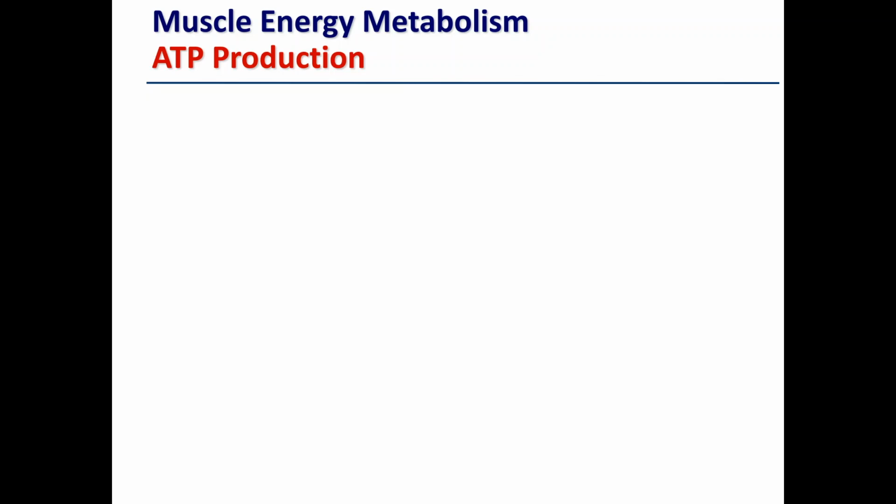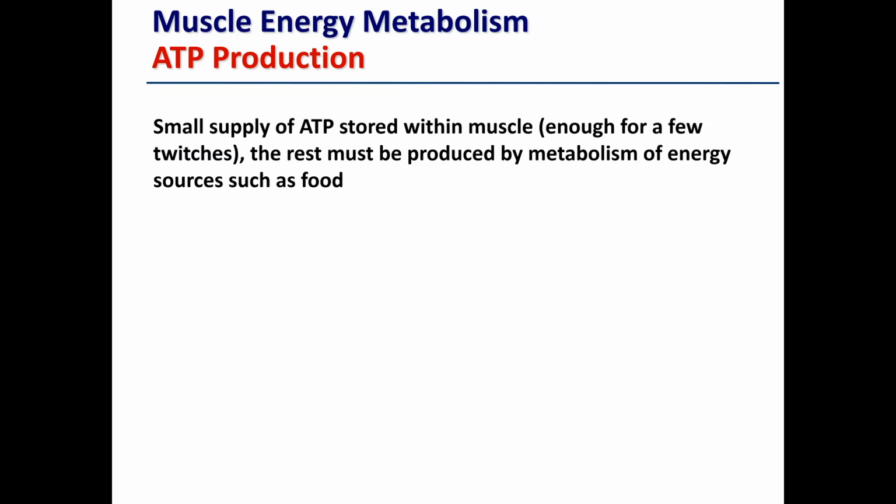We mentioned earlier, adenosine triphosphate or ATP is known as the energy currency of the cell. What we have at rest is a small supply of ATP stored within the muscle, and this is effectively only enough for a few muscle twitches or a few muscle contractions. The rest of the ATP must be produced by metabolism of energy sources such as food.